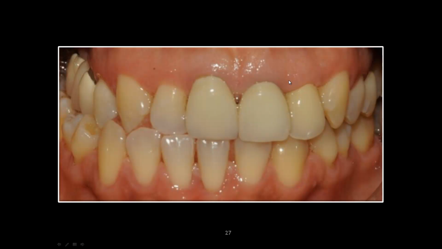Why is the papilla higher compared to the two centrals? The reason is, remember, the root position between each other. It's less than 2 millimeters. When it's less than 2 millimeters, you have recession of the bone. So the bone is not there to hold the papilla.